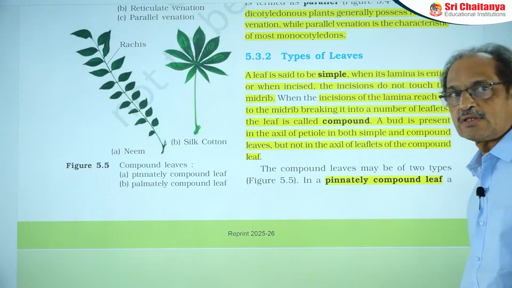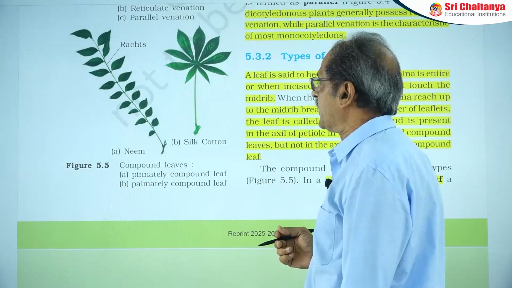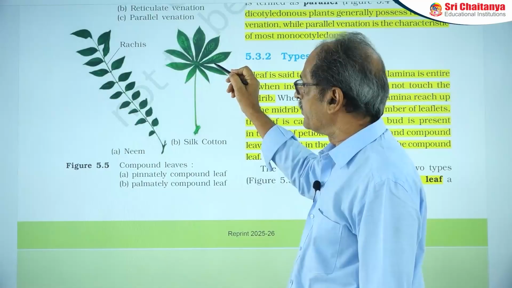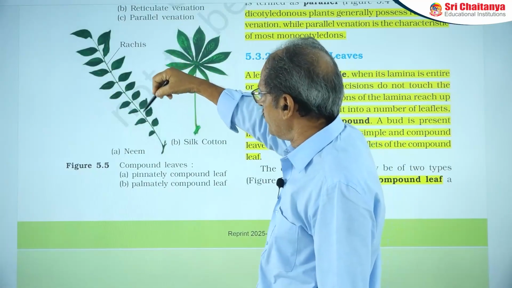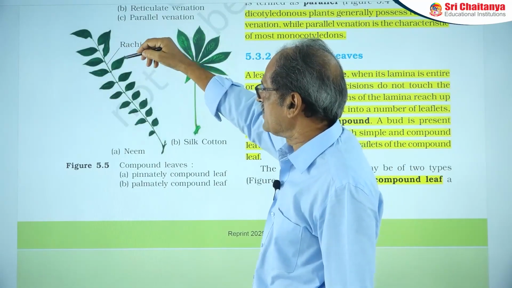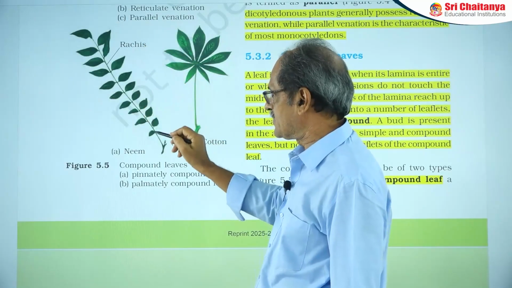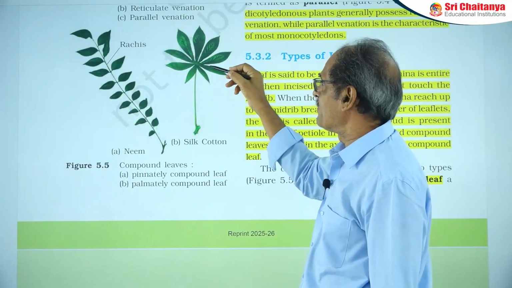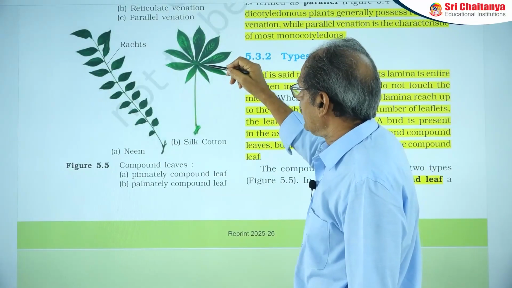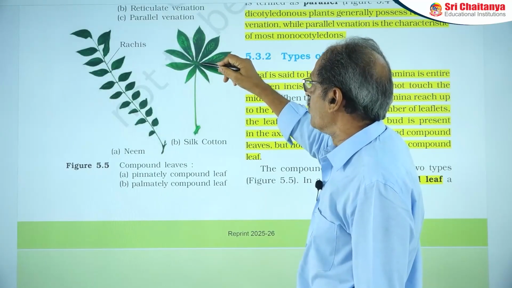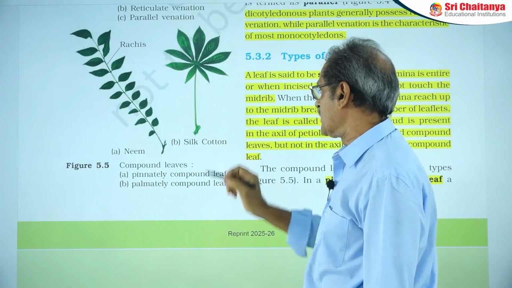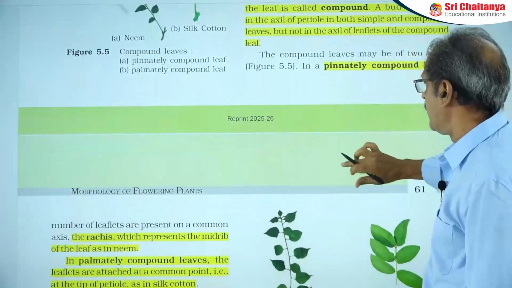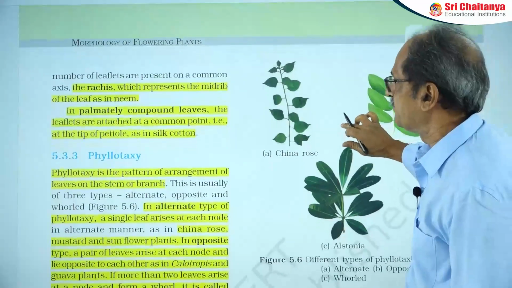So, the compound leaf is advanced when compared to the simple leaf. Compound leaves are again of two types, pinnately compound and palmately compound. In a pinnately compound leaf, the rachis is present and the leaflets are arranged on the rachis. Example quoted is neem. In the second one, the rachis is absent and the leaflets are borne at the tip of the petiole. That is a palmately compound leaf, example quoted is silk cotton. That is the difference between pinnately compound and palmately compound leaf.